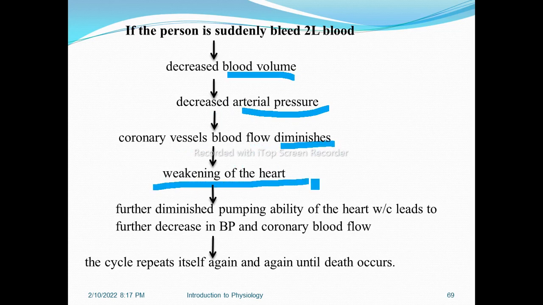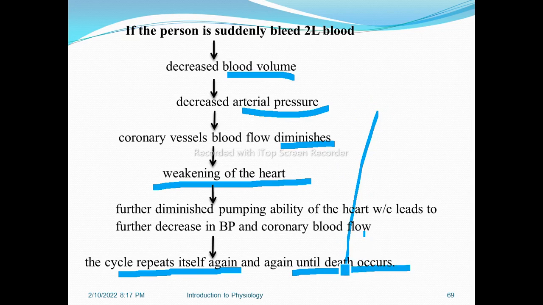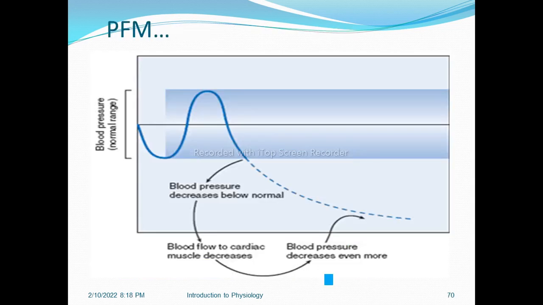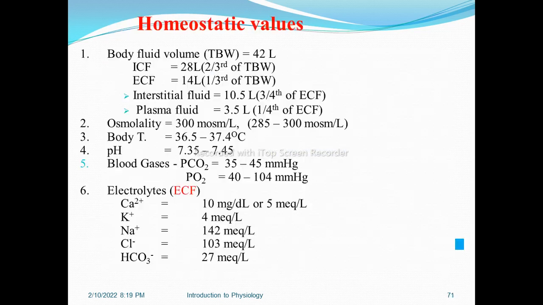So in this case, the heart will be weakened, with further diminished pumping ability, which leads to further decreasing blood pressure and coronary blood flow. So the cycle repeats itself again and again until death occurs. That means, if it is a positive feedback mechanism, it will be continuous until death occurs. So this is blood pressure. This is the normal range of blood pressure, which will decrease even more, until death occurs.